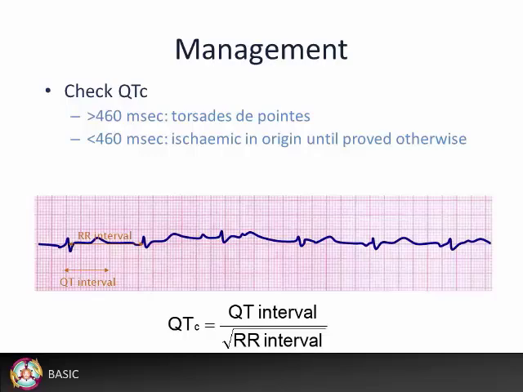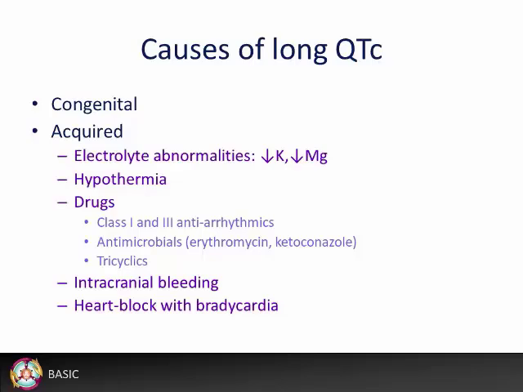If the QTc is prolonged, the rhythm is torsade de pointes. If not prolonged, the cause is ischemic until proved otherwise. As always, it is important to identify and treat the cause of the arrhythmia. This slide gives more common causes of torsades in ICU patients.